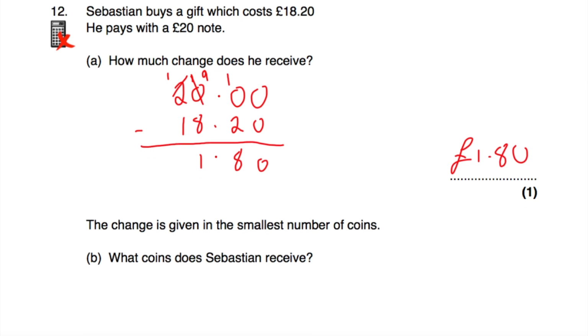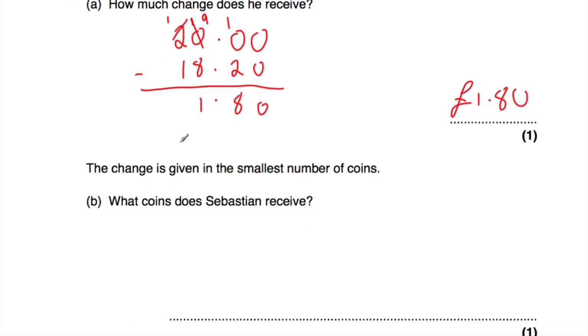Okay, and then if we scroll down, the change is given in the smallest number of coins. So he's not given 180 1p coins. The question says it's given the smallest number of coins. What coins did he receive? So he would receive a £1 coin. He would receive a 50p piece. That's £1.50. He needs another 30p, so a 20p, and a 10p. So they're the coins that Sebastian received.